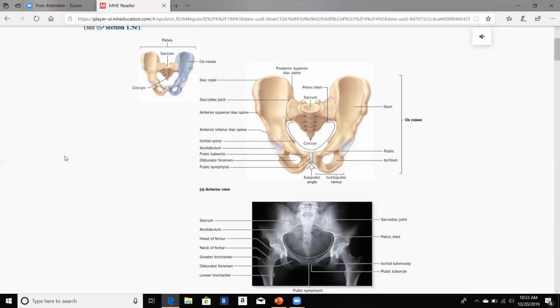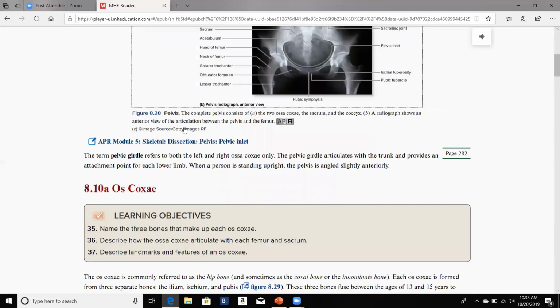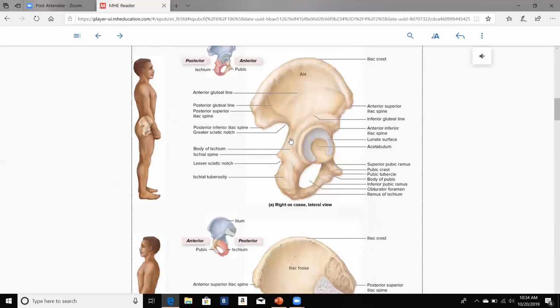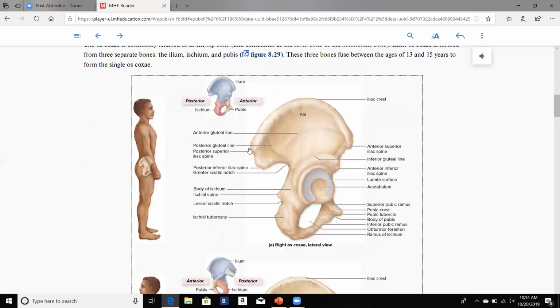Okay, now as far as knowing right and left, you will need to be able to differentiate between the right os coxa and the left os coxa. Okay, and this is the word os coxa. So when we move to this figure, which is figure 8.29, the giveaway to let you know what's anterior and posterior is this big notch here. This big notch is the key to let you know that everything on the back part of the os coxa is posterior, and we'll have the name posterior here. And then the anterior part will be located here.